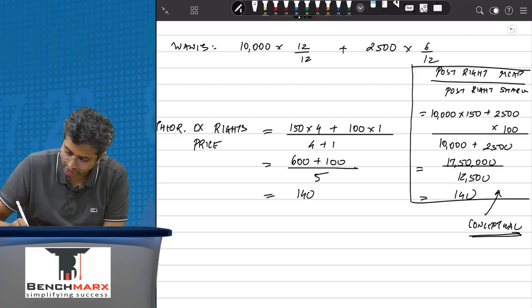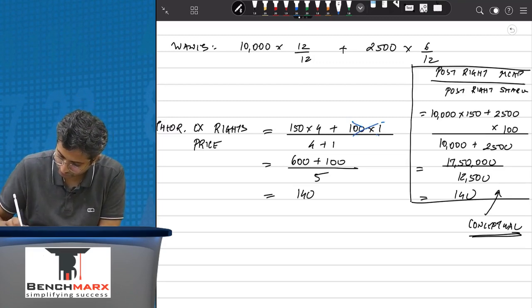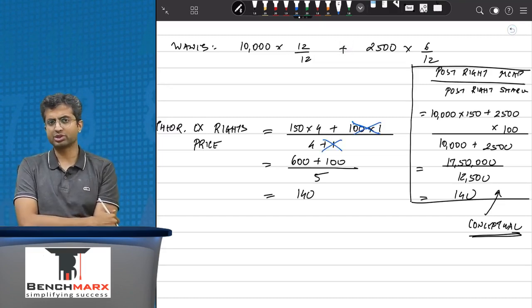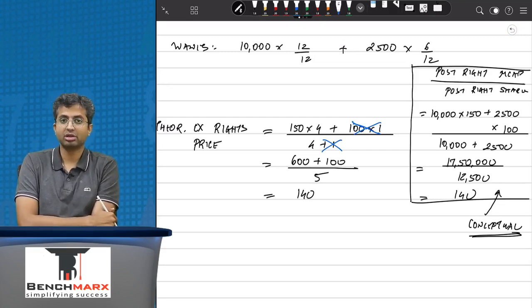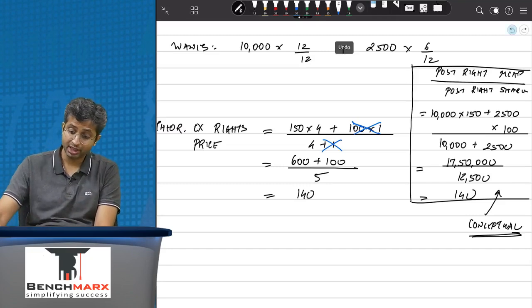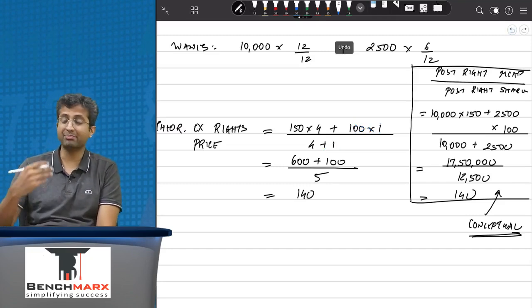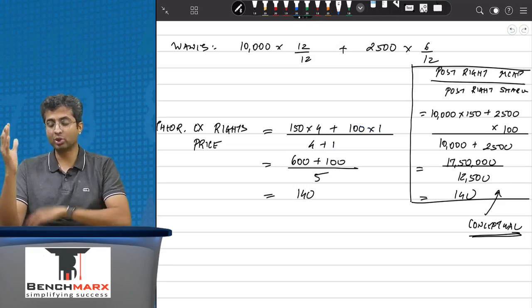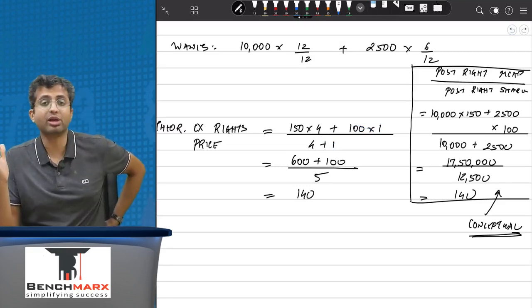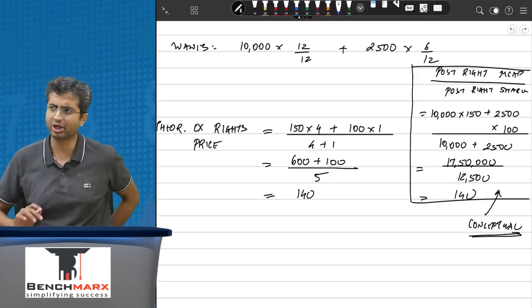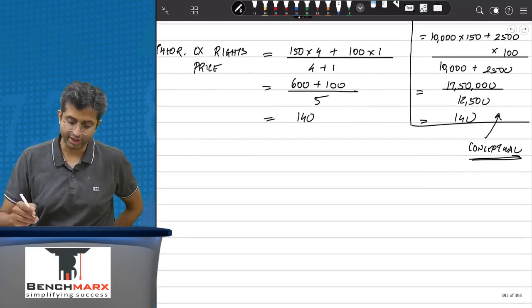Prior to the rights issue, this was not there. Prior to the rights issue, let us say I was holding 4 shares of 150. My value was 600 for 4 shares, and hence the value per share was 150. However, after the rights, all else remaining constant, I will buy 1 share, the value of which is 100 rupees, and hence post the rights, I have a total value of 700 for 5 shares, and hence the value is 140 per share. This is a theoretical X rights price, post rights price.